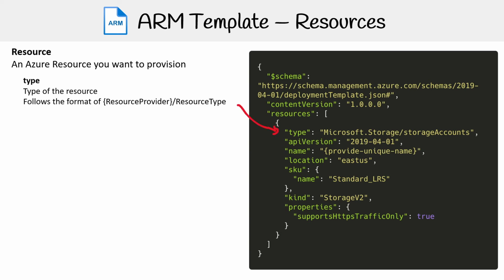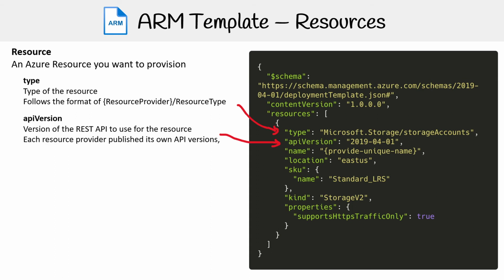So the first thing is the type, and this is going to follow the format of the resource provider and resource type. So there you can see that we are setting up a storage account. Then we have the API version, and this is the version of REST API that we're going to use for that resource. Each resource provider publishes its own API version, so you've got to go look up each one because they all could be different.